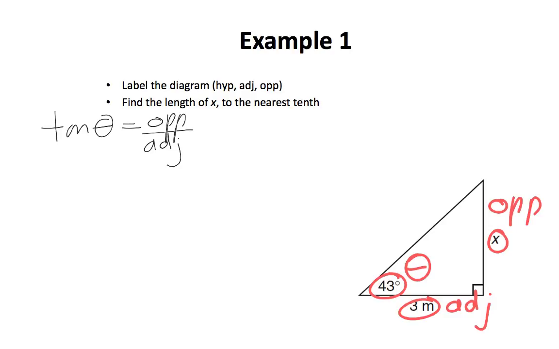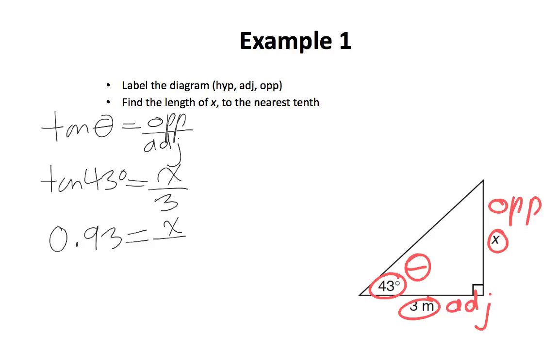Next, I'm going to substitute in my known value. So instead of writing theta, I'm going to write 43 degrees. And instead of writing opposite, I'm going to write x. Instead of writing adjacent, I'm going to write 3. Next, you want to take tan of 43 degrees and put it into your scientific calculator. And you're going to get a number which is approximately equal to 0.93. Everything on the right stays exactly the same. At this point, you want to change 0.93 into a fraction. You can do that by simply putting it over 1.